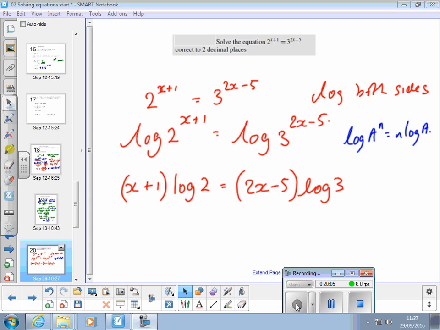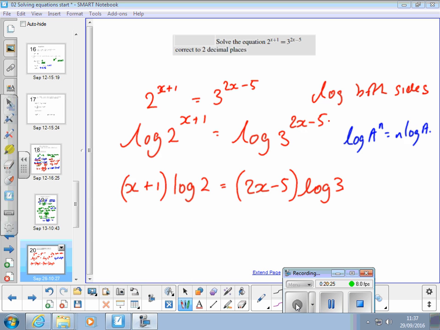Okay, so far, so good. What do you do next? Divide both sides by log 2. So let's go down this road.